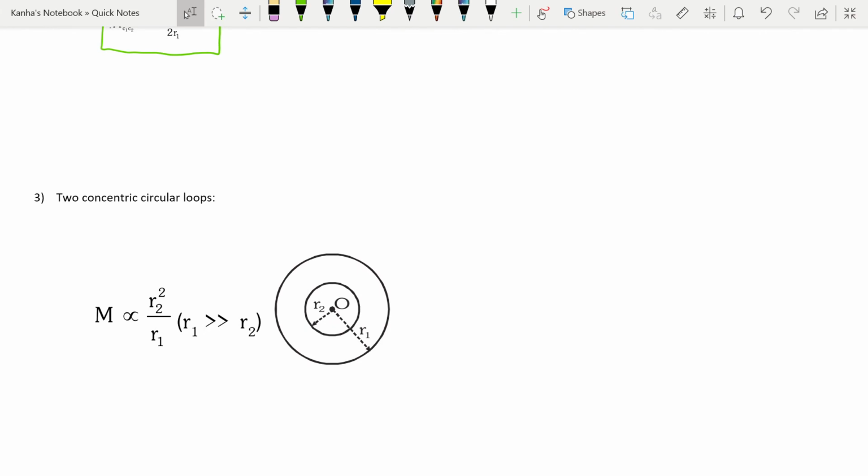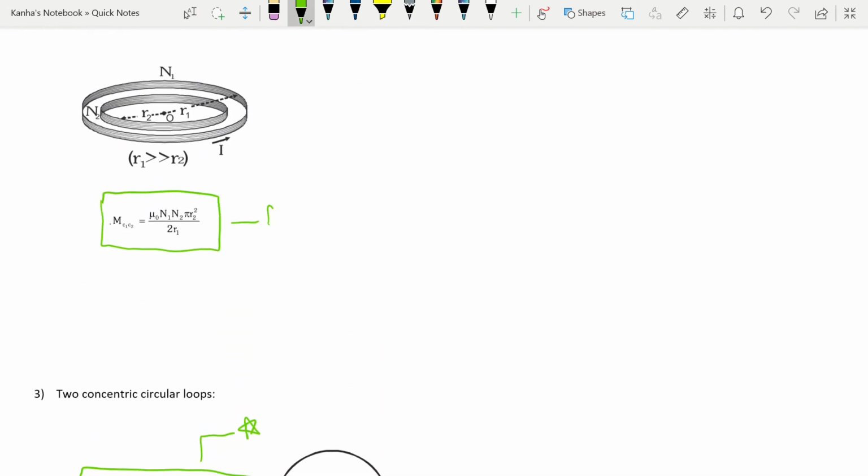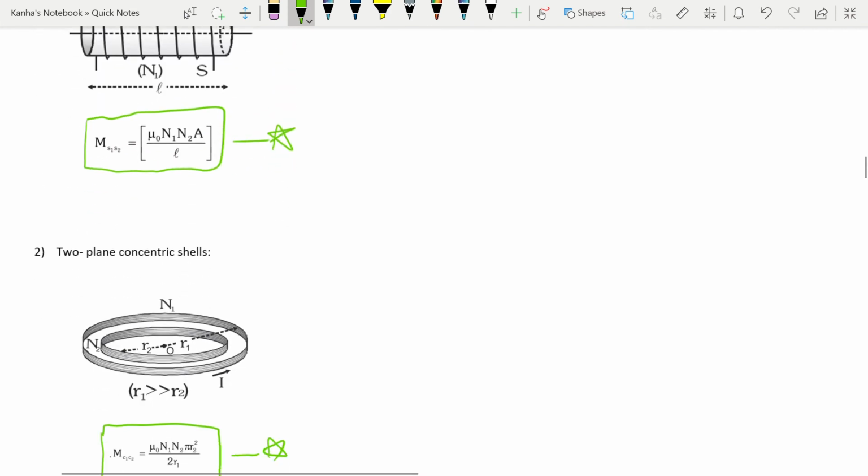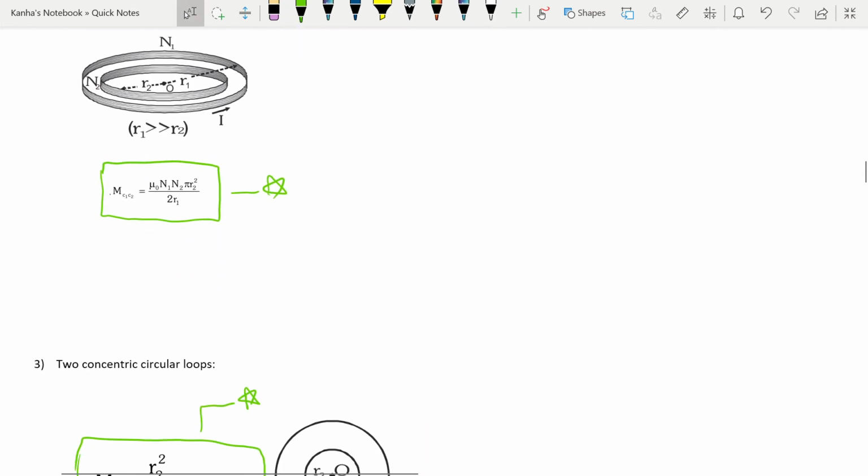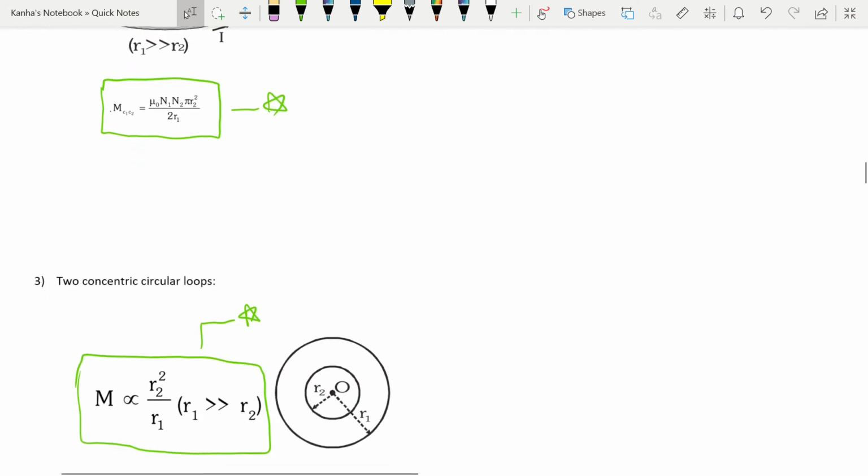With this in mind, we look at the mutual inductance in the case of two concentric circular loops. The only thing that you need to know from here is that it is proportional to R2 square by R1, when R1 is very much greater than R2. You can derive these things as well, but I think you should just make a small note of these. Derivation is quite simple. You just do the same thing, flux to the second coil with respect to the change in flux in the first coil.